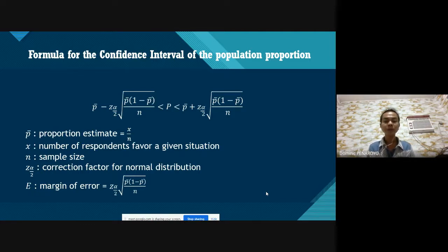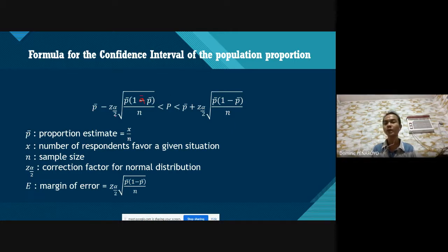So we have here the formula P bar. Kanina alam na natin yung process ng paghanap ng P bar, minus Z alpha over 2, times the square root of P bar times 1 minus P bar over N. You can just replace this 1 minus P bar by Q bar. So you can just use here Q bar instead of 1 minus P bar. Pwede din, it's the same lang naman. So you can use P bar times Q bar all over N.